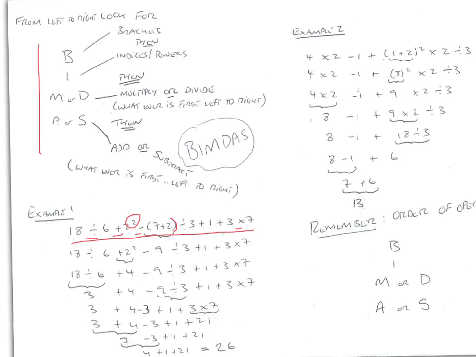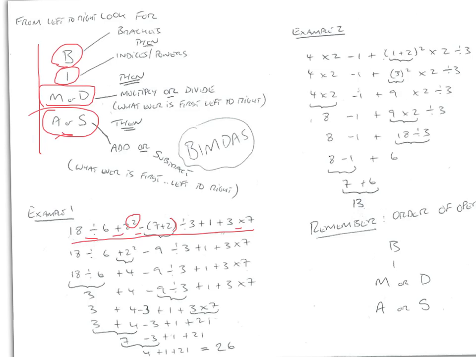That's using BIMDAS. Okay, so that means we fix what's in the brackets first, we fix what's raised to an index or power, then we fix any multiplications or divisions, depending on whichever one we meet first, working from left to right, before we go on to fix any additions or subtractions, whichever one of these two we meet, working from left to right.